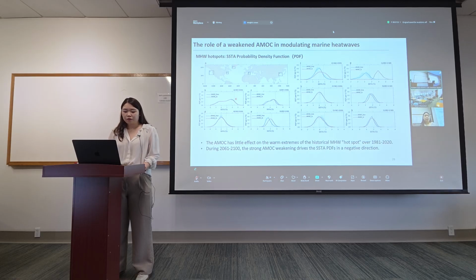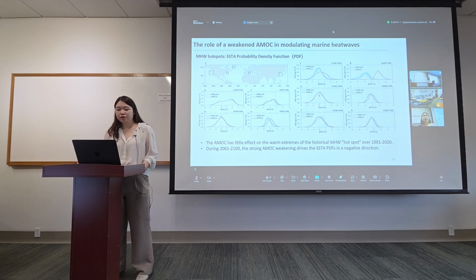And the first and the third column show us the PDF results in the last 4 decades, in which the AMOC difference is relatively smaller. So we can see in this period the mean state shift is not as strong as at the end of the century, when the AMOC difference is much stronger.